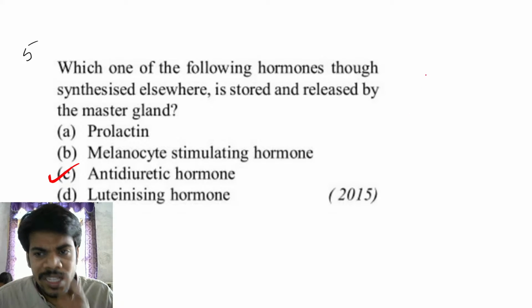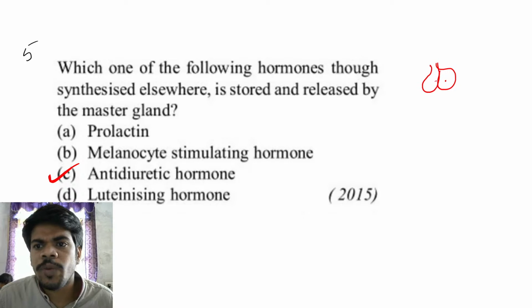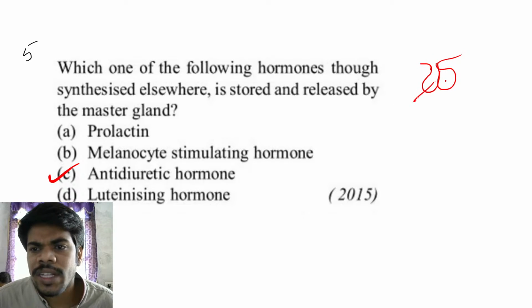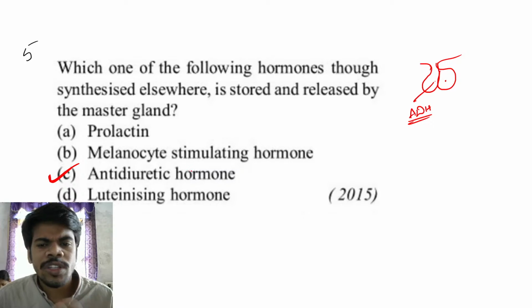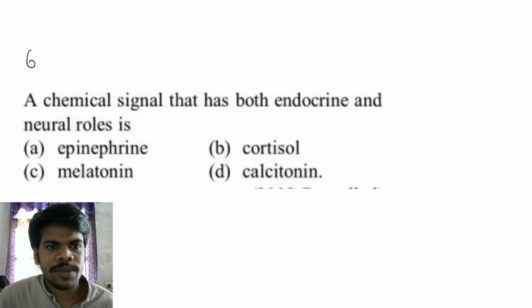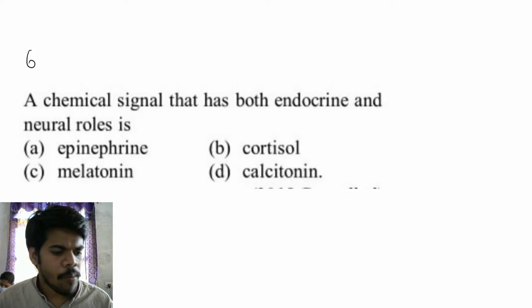ADH is released from the neurohypophysis. It is not the adenohypophysis. The neurohypophysis releases two hormones only, that is ADH and oxytocin. Here oxytocin is not in the options, so antidiuretic hormone is the right answer. Sixth question.